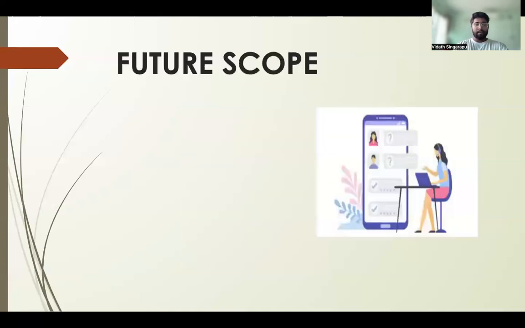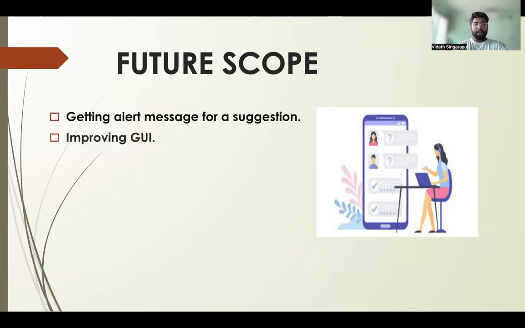So the future scope of the project is like getting an alert message for a suggestion, improving the GUI, and sending a notification when a book is issued.